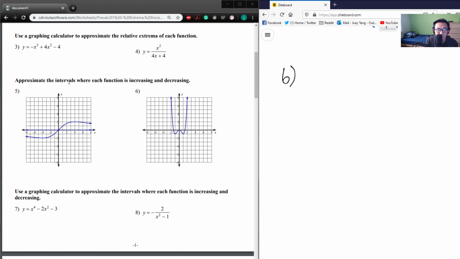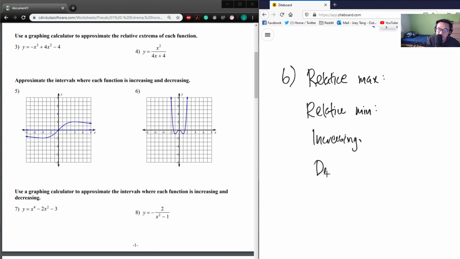Let's approximate the intervals where the function is increasing and decreasing, and let's also solidify our concept of relative maximum and relative minimum. Let's do relative max first, because it's going to help us with our intervals of increasing and decreasing. So we'll find the relative max, relative min, and then the intervals of increase and decrease. These are the things we're solving for.